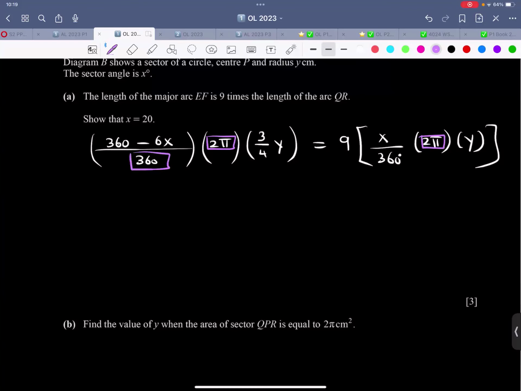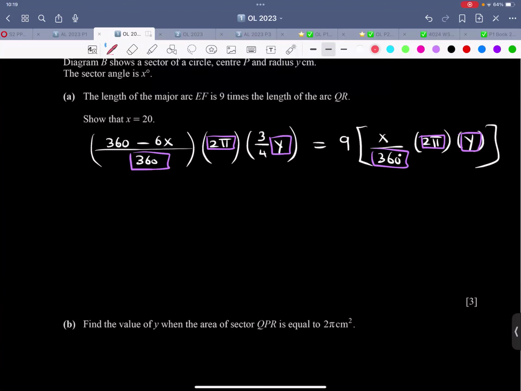Secondly, let me get rid of 360 and 360. It's the same thing on both sides, and multiplying. So when one is taken to the other side, it will cancel out. The third thing, this y and y will also cancel out.